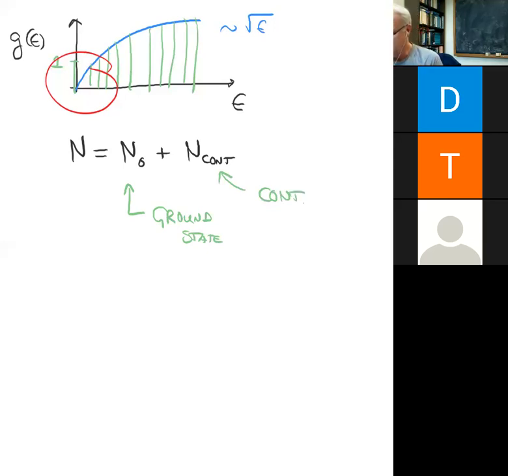And this continuous piece we will approximate by the integral we computed earlier.